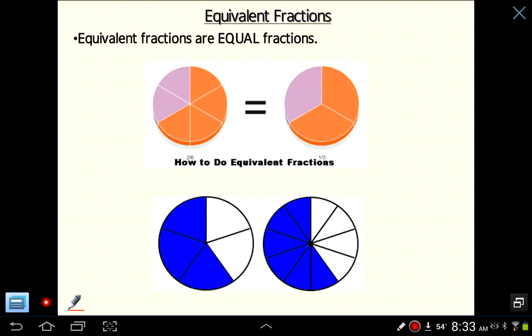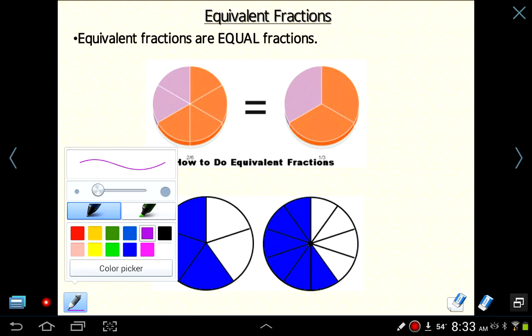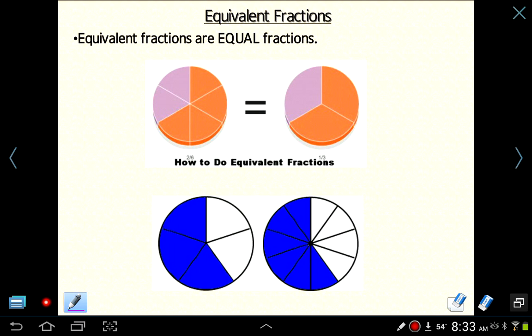Equivalent fractions, if you don't already know this, are fractions that are equal to one another. Equal fractions. That's what equivalent means. Equivalent means equal. So the pictures I'm showing you here are just a couple of examples of equivalent fractions.